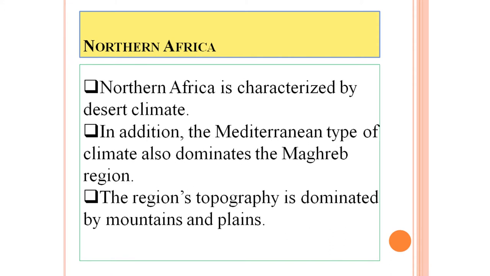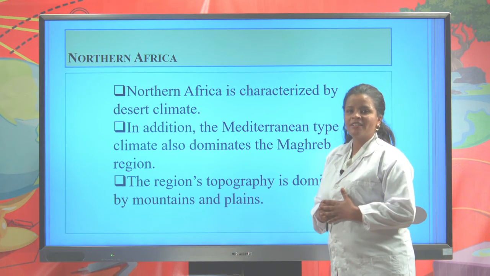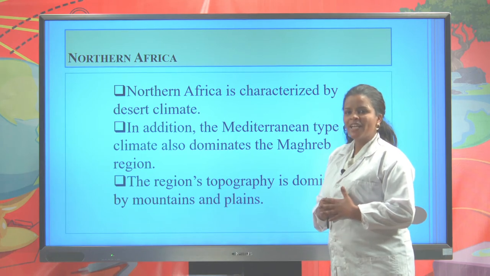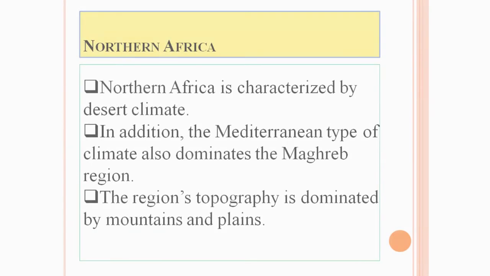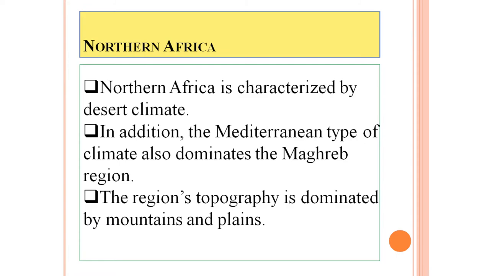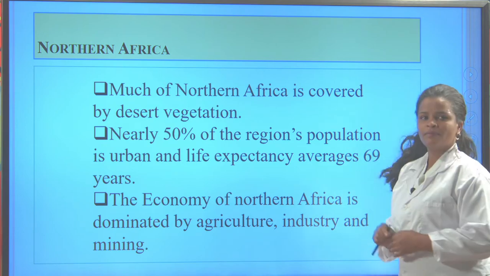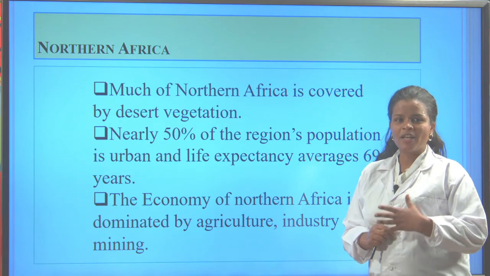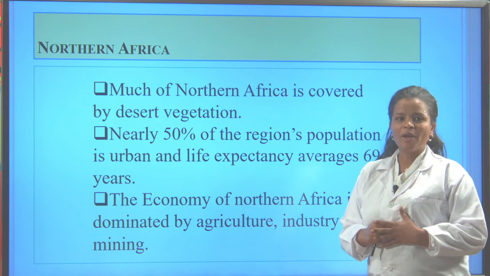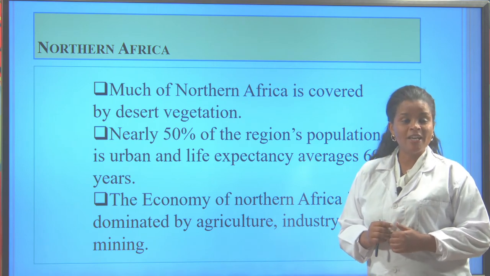When we see the climatic characteristics of North Africa, it is mostly dominated by desert climate. But the Mediterranean type of climate dominates the Maghreb region. Topographic features are mostly mountains and plains. Much of Northern Africa is covered by desert vegetation, because most of Northern Africa has a desert climate. And nearly 15% of the region's population live in urban areas.